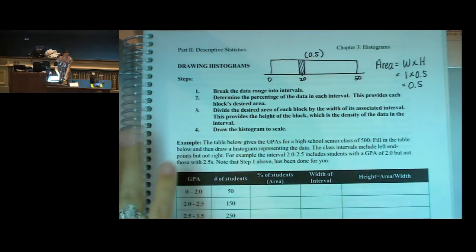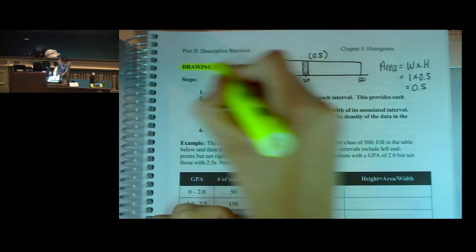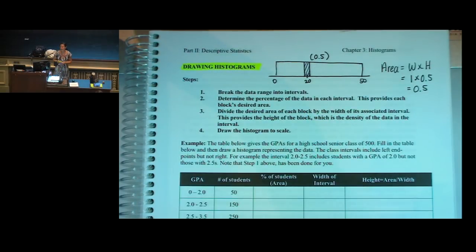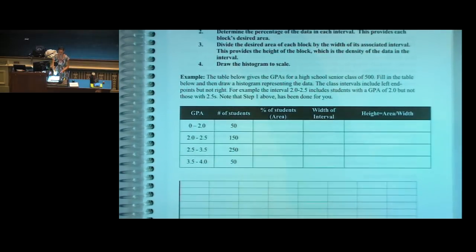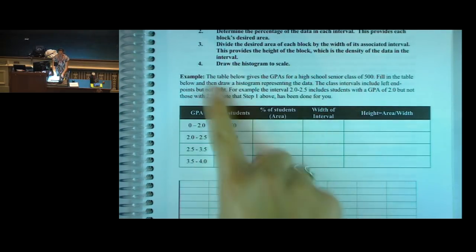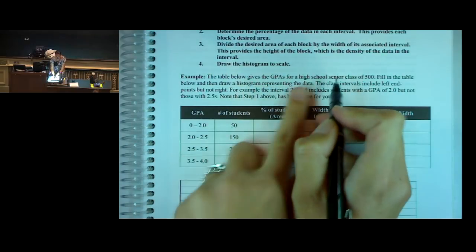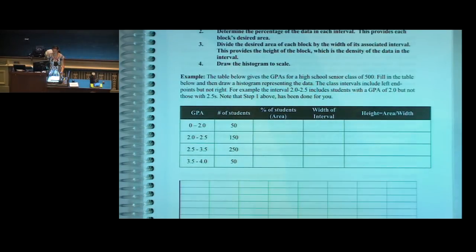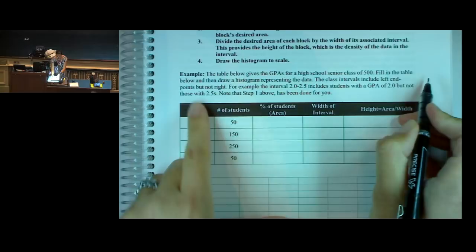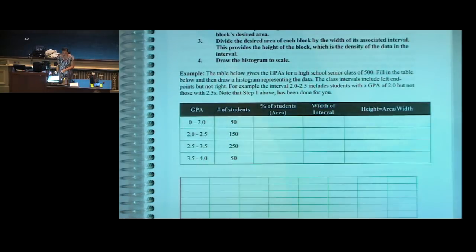Okay, drawing histograms. Next. Let's draw them. It gives us the steps right here, but I don't want to do the steps. I just want to do it. So you guys can read those if you want. But here's the example. It says, the table below gives the GPAs for a high school senior class of 500. Fill in the table below and then draw the histogram representing the data.